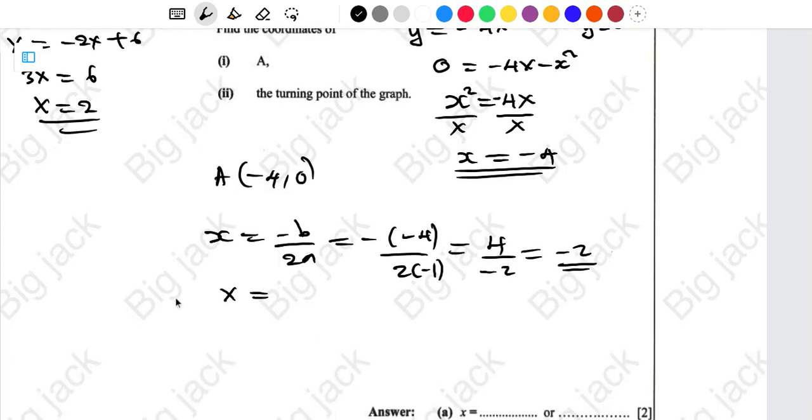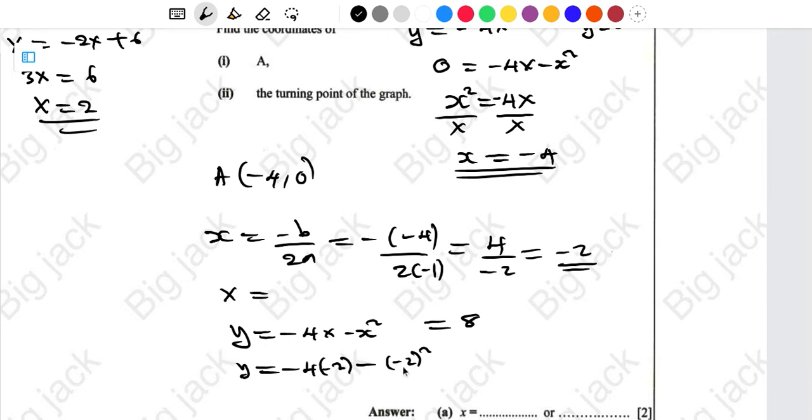So finding the value of y at the turning point, we're going to use the original formula. So y is going to be equal to negative 4, then open bracket negative 2, then negative 2 squared. So from there, we know to say that negative 4 multiplied by negative 2, that is positive 8. And this is going to give us what? It's going to give us 4. Positive 4 multiplied by negative, it is negative 4. And this is going to give us 4, which is positive.